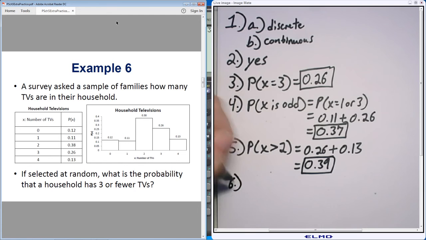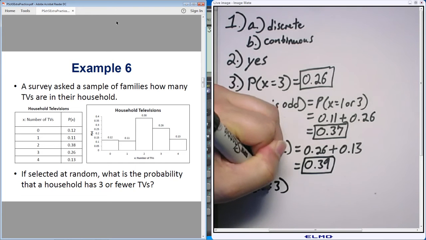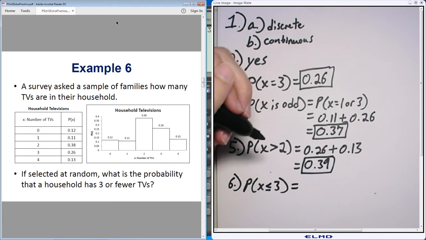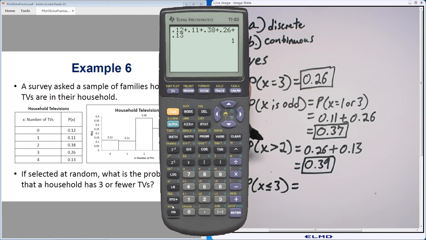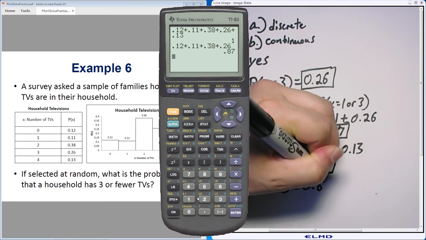About number 6, probability that a household has 3 or fewer. So X is 3 or less, less than or equal to 3. That would be 3, 2, 1, or 0. So we can add all those together. Okay, that'd be 0.12 plus 0.11 plus 0.38 plus 0.26. And the answer is going to be 0.87.